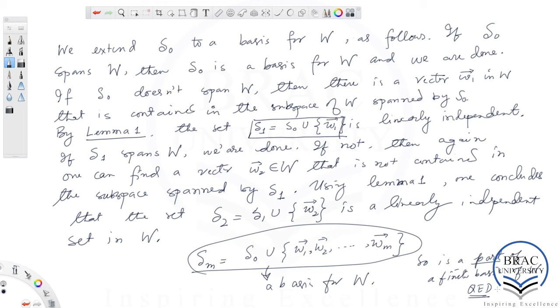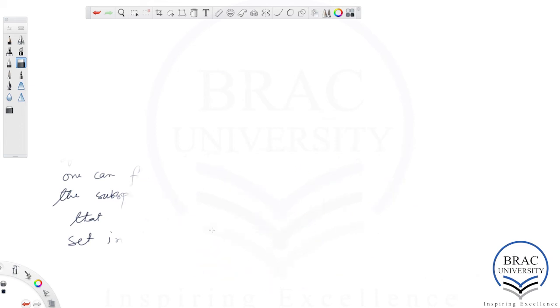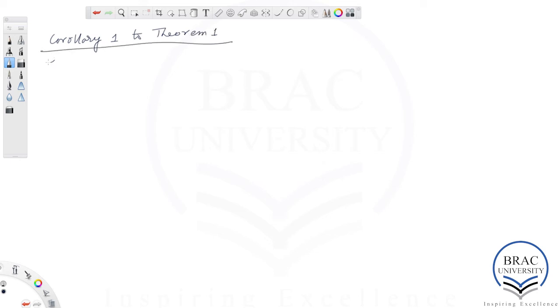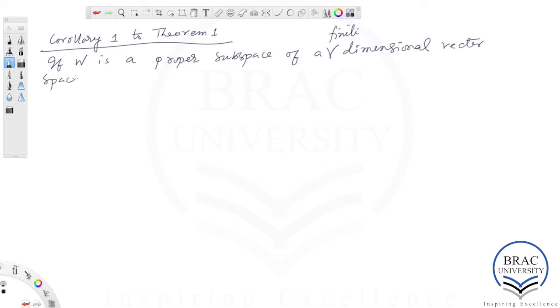Good. Now a bunch of corollaries of theorem 1. There are 3 corollaries. We are going to prove one of them only, and the rest are left as exercises. So this is corollary 1 to theorem 1, which states that if W is a proper subspace of a finite dimensional vector space V, then W is finite dimensional and dimension of W is strictly less than dimension of V.